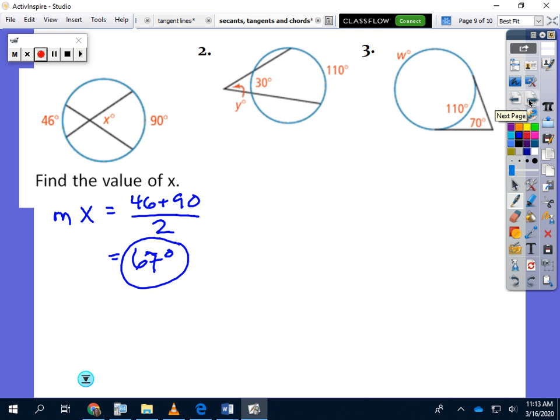So the example for that, I'm given the outer arc, I'm given my inner arc, and I need to find y. So y is going to be the outer arc minus the inner arc divided by 2. 110 minus 30 is 80, divided by 2 is 40. So that would be 40 degrees.